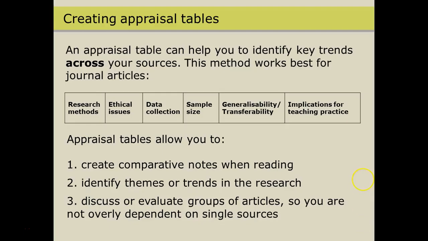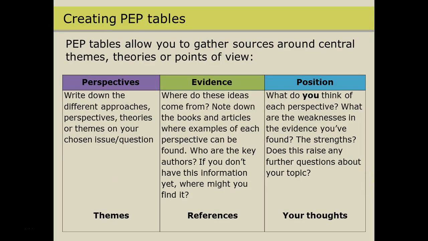The other way you can do this is to use what we call a PEP table. So PEP stands for Perspectives, Evidence and Position. And this is really useful if you're dealing with a range of sources, so things like book chapters as well as articles. And it's also helpful if you think more thematically. Because some people like to take notes really strategically and really structured and say, they're happy taking notes on things like the ethics and data collection. But you might be dealing more with just ideas and themes from the reading, so the PEP table is particularly good for that.